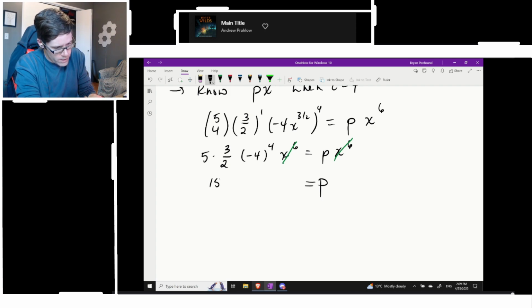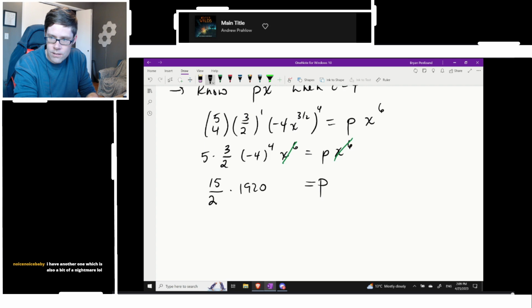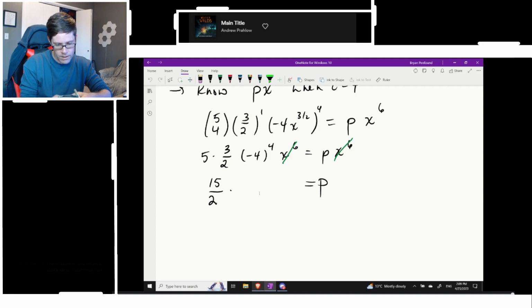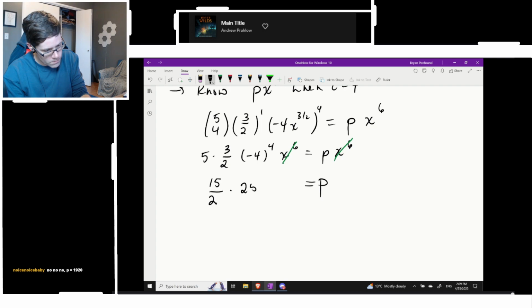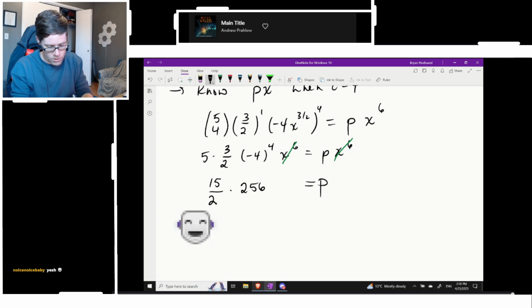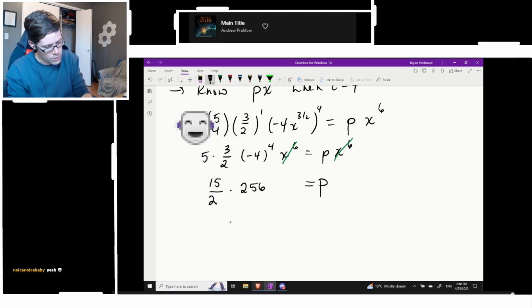So what do we need? We have 15 over 2, and what is 4 to the 4? 1920? That's not right. 16 times 16 is way too big. 256. Oh yeah, it should be a power of 2. Right, okay. So 15 times 256, divide that in half, should be 1920. So p is equal to 1920. Sweet.